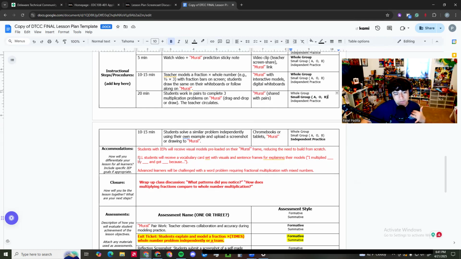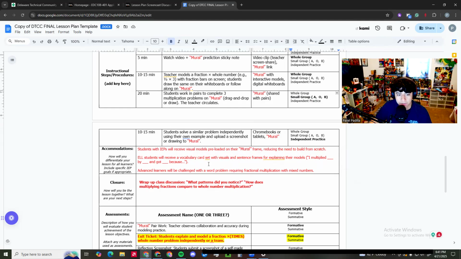Accommodations. Students with IEPs will receive visual models preloaded already to their Mural frame. So instead of having to build it themselves, they already have it. They just got to pick which one. English language learners will receive vocab card sets with visual examples and explaining the models. So something like, I multiplied blank by blank and got blank because... for them it'd be, yo multipliqué blanco por blanco y yo creo que es esto.